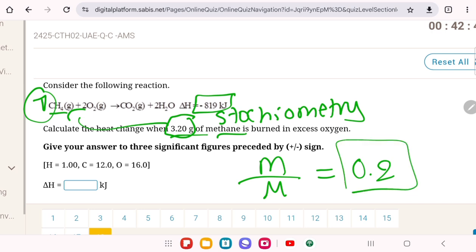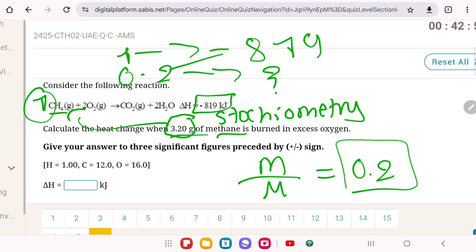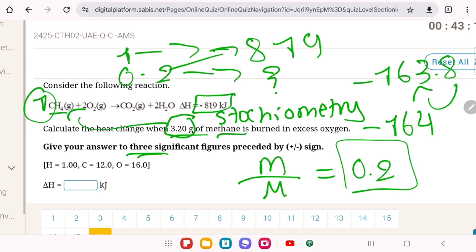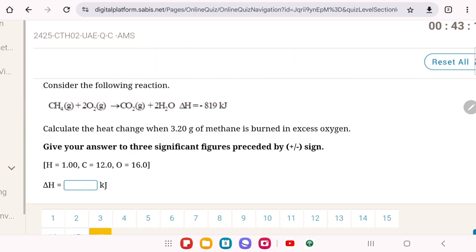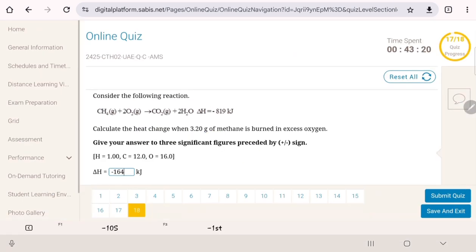Okay, so if 1 gives us negative 819, how much will 0.2 give us? We do cross multiplication, so 0.2 times negative 819 over 1, we will get minus 163.8, but they needed 3 significant figures, so we round it, it becomes negative 164. So the answer is minus 164. So let us check.